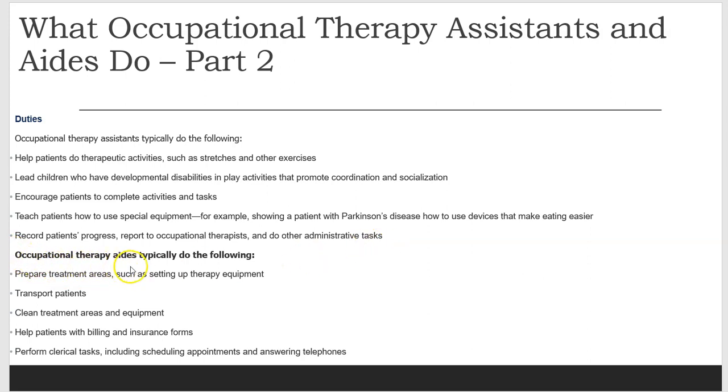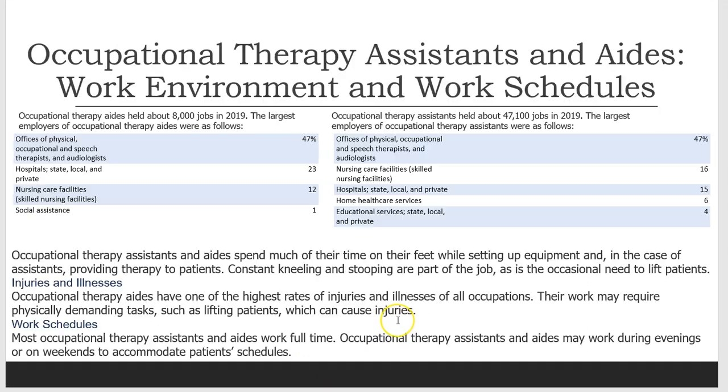Occupational therapy aides typically do the following: prepare treatment areas such as setting up therapy equipment, transport patients, clean treatment areas and equipment, help patients with billing and insurance forms, and perform clerical tasks, including scheduling appointments and answering telephones.